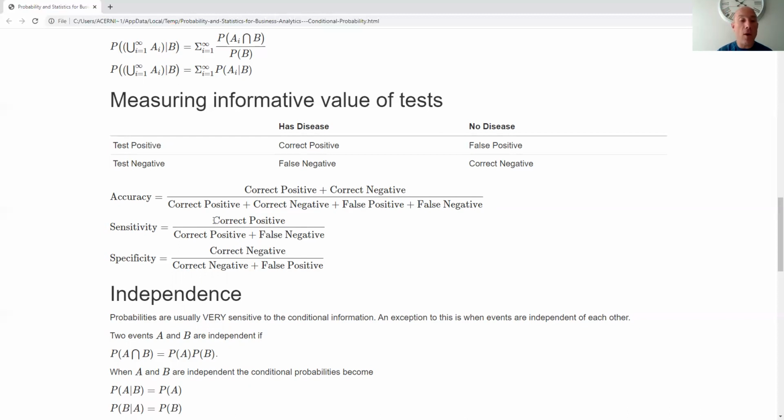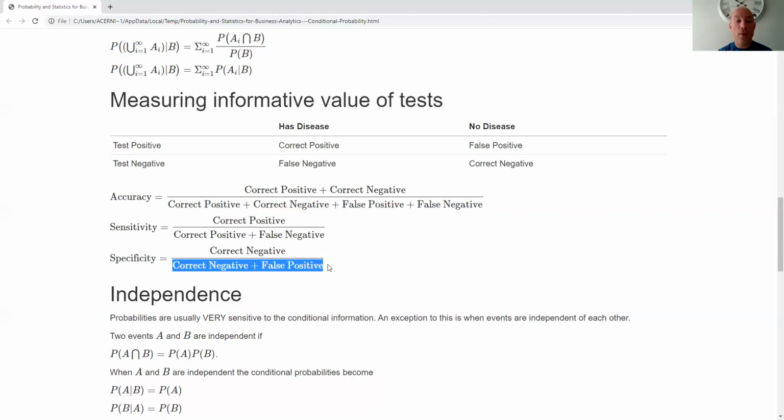Sensitivity is going to be all the correct positives divided by correct positives plus false negatives. All right, so here I'm taking all of the correct positives divided by the total number of times that we have the disease. All right, so here the test has the disease and detects it, divided by all the times that the disease is present in the subject. That is the sensitivity. The specificity is going to be the number of correct negatives divided by correct negatives plus false positives.